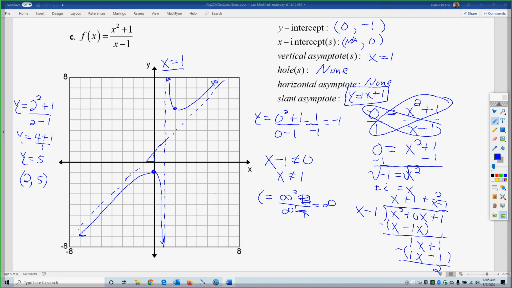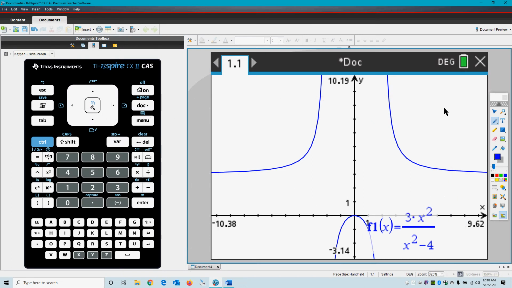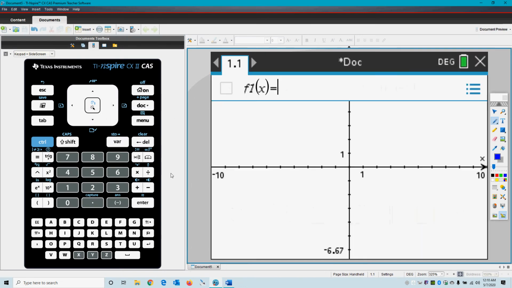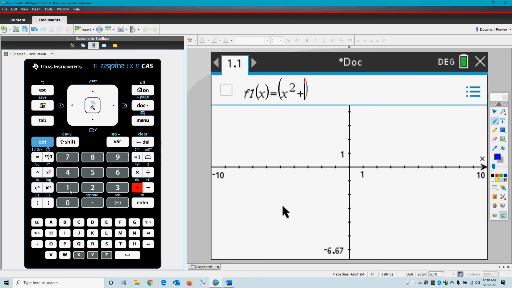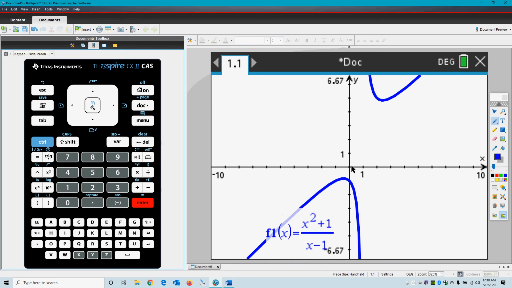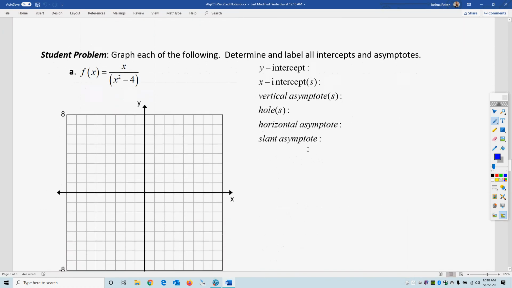Okay, let's take a look at what that looks like on the calculator and verify we did it correctly. So we'll start a new one here. So the numerator was x squared plus 1, and the denominator was x minus 1. Okay, look at that. We got the slant going this way, and we have the vertical going this way as we had thought, and they're invisible. Okay, pause the video. Try these student problems for yourself.